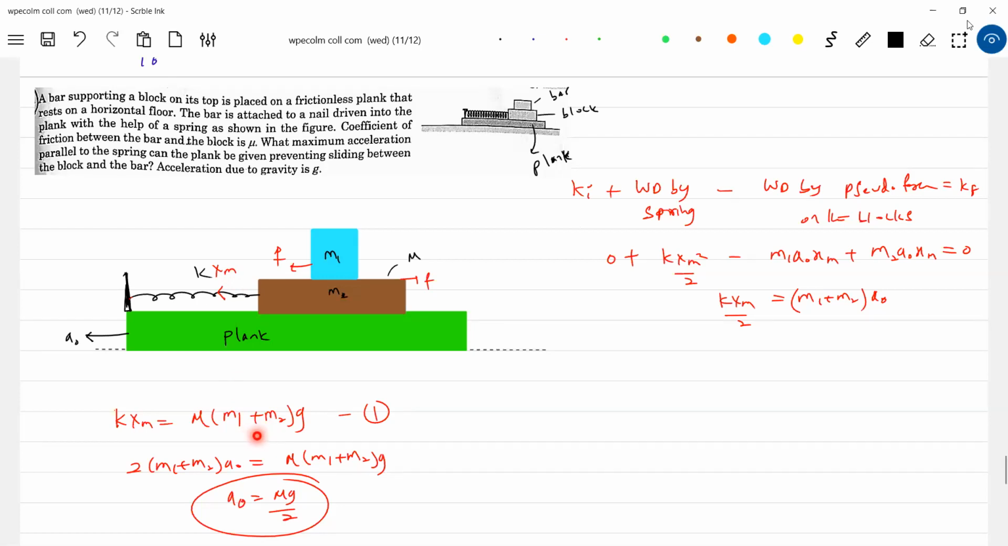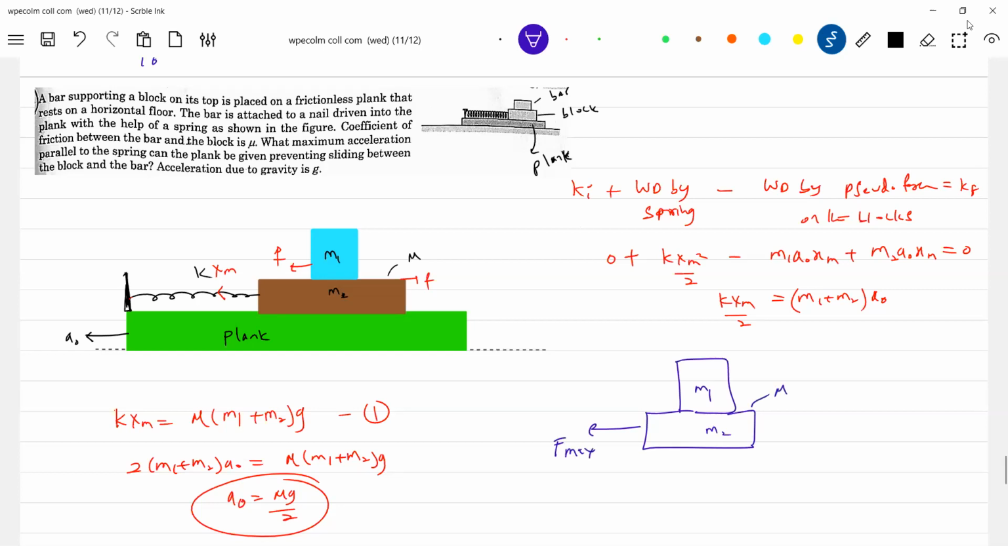This idea is very important. This is again the work energy theorem. This is, I think, the maximum force for no slipping. I'll bring these two blocks separately. What is the maximum value of force for no slipping between blocks? mu (m1 plus m2) g.